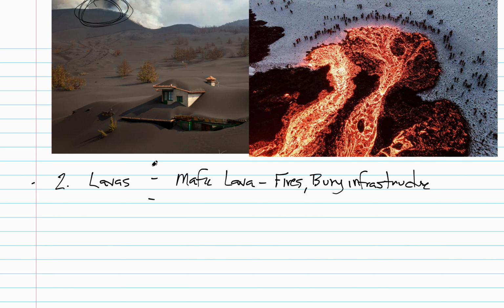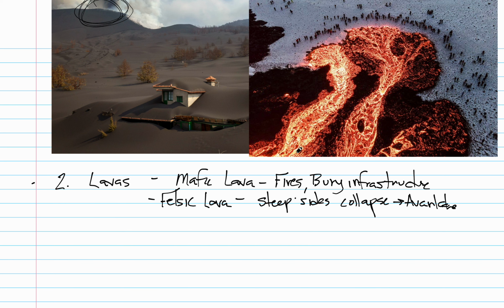Now, lavas that are felsic can present much more of a trouble because felsic lava builds up these really steep sides, and those steep sides of that lava could collapse. Steep sides collapse. And if they collapse, it's an avalanche, and avalanches are sudden, fast, and dangerous.